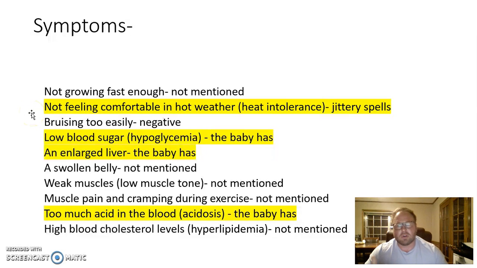So the symptoms that were related to the symptoms the child displayed: obviously the jittery spells could have been due to not feeling comfortable, low blood sugar the baby had, enlarged liver the baby had, and too much acid in the blood the baby did have.